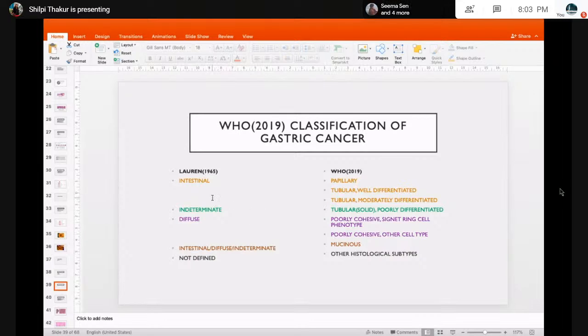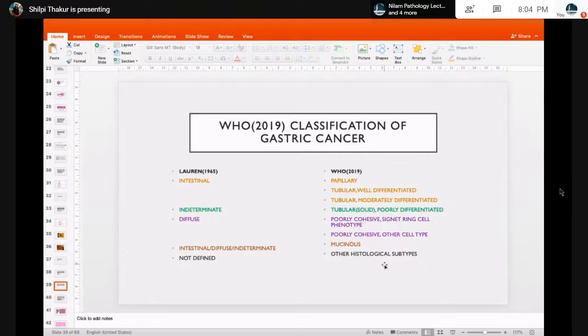What had been defined as the intestinal type is now divided into 3 types under the WHO 2019, which are papillary, tubular well differentiated, and tubular moderately differentiated. The most common type that we find is tubular adenocarcinoma. Indeterminate, which was there in the Lauren, is now tubular solid, poorly differentiated. Diffuse is poorly cohesive signet ring cell phenotype or poorly cohesive other cell type, whatever is present. Intestinal, diffuse or indeterminate, it can be mucinous and not defined criteria.